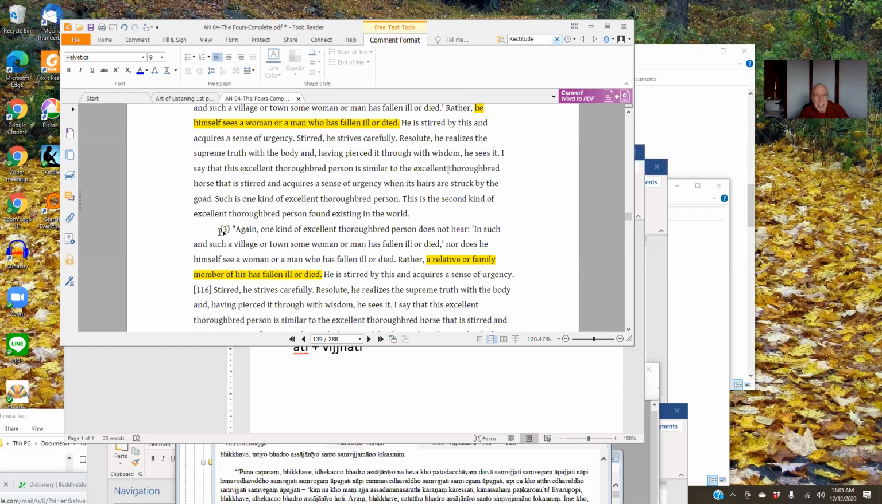In the third case, it's getting closer. In this case, it's not that one hears about somebody falling sick or dying, or that one sees somebody falling sick or dying, but it gets closer. A relative or family member has fallen ill or died. And during this time of the COVID pandemic, probably a lot of people are now in this situation.